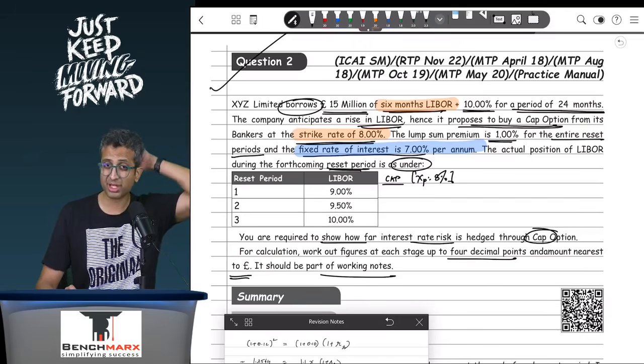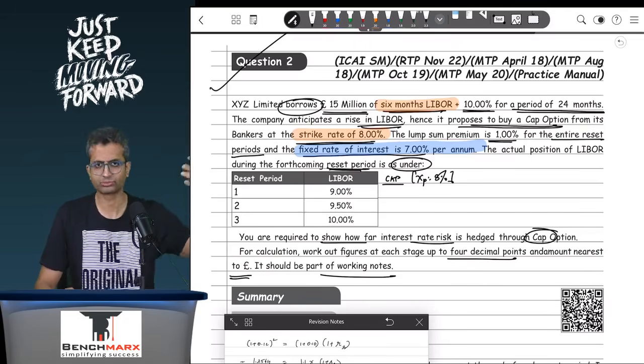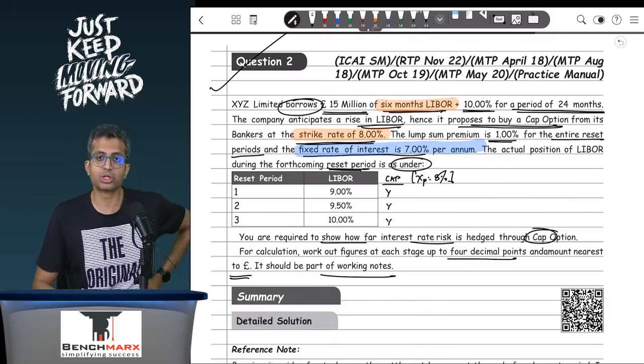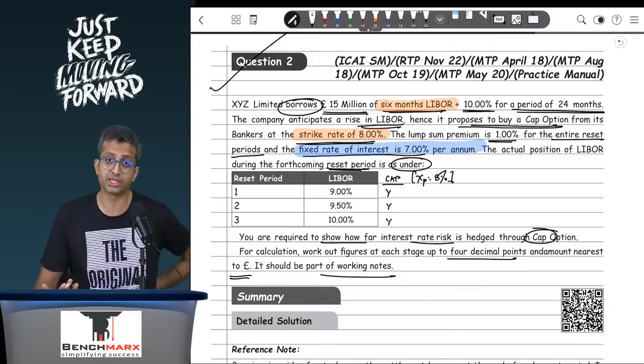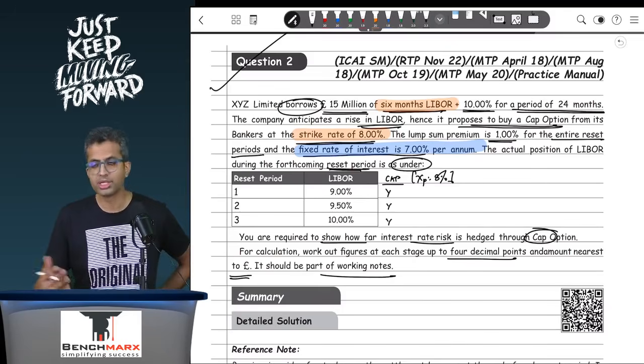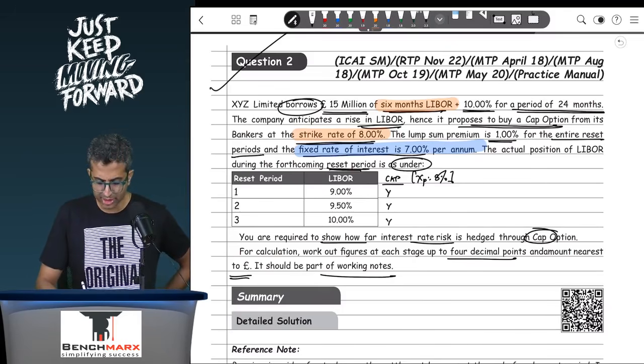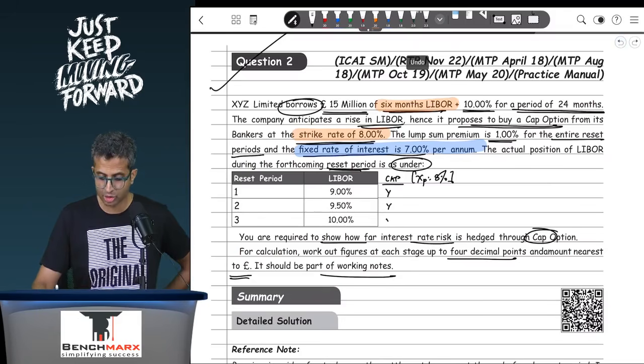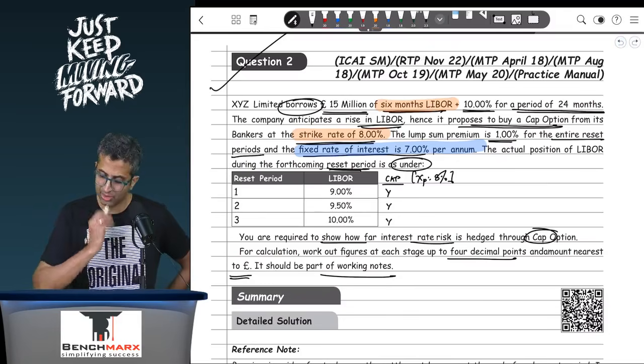So this cap will be exercised whenever the LIBOR is greater than 8%. Is it greater than 8% over here? Yes. Over here? Yes. Over here? Yes. So coincidentally it is exercised in all the 3 periods. Is it necessary that it has to be exercised in all the 3 periods? No. There is a possibility that in one of the periods, instead of 10%, this was given as 7%, in which case there would be no exercise. In this case that is not the case, and the cap will be exercised.